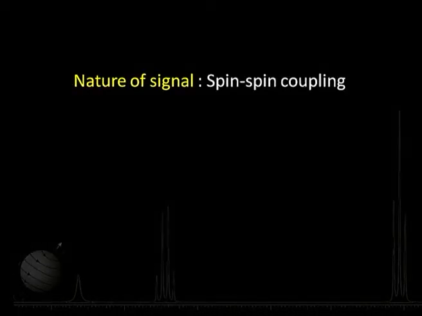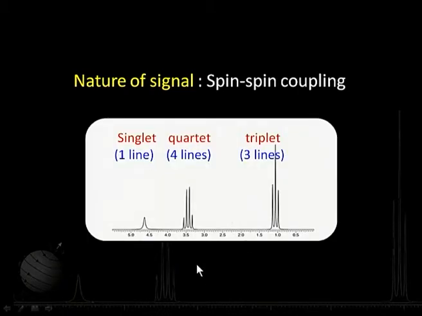Then the third one is the nature of the signal, that is, spin-spin coupling. This signal here, which we mentioned earlier, is because of the OH proton. This is a singlet; it has one line. This is a 4-line signal, which is referred to as a quartet, and this is a 3-line signal, which is referred to as a triplet. We will talk about it in much more detail in one of the sessions in the future.